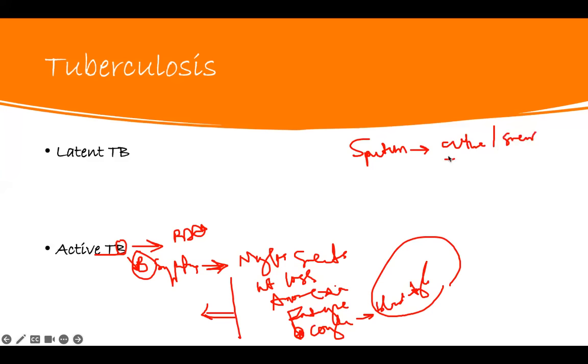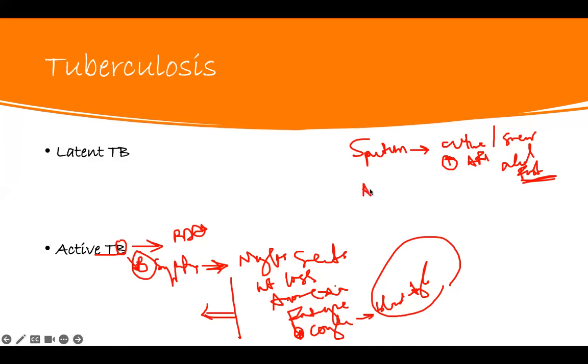And usually the test they look for is a positive acid fast test. So acid fast, AF, or I'll write everything, acid fast test. And that will show that you have active TB, okay? It is very important to understand that the time you collect the sputum is very important.